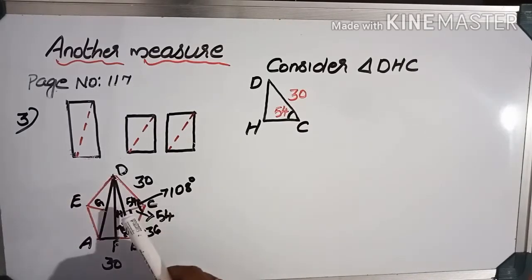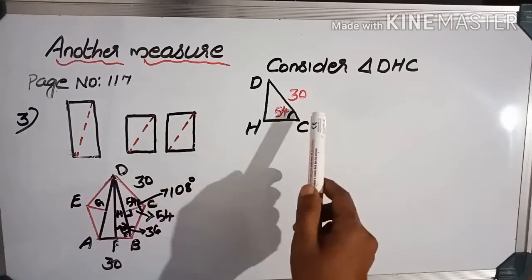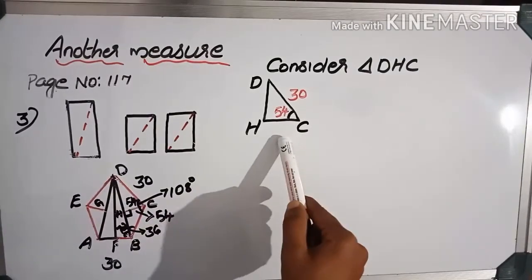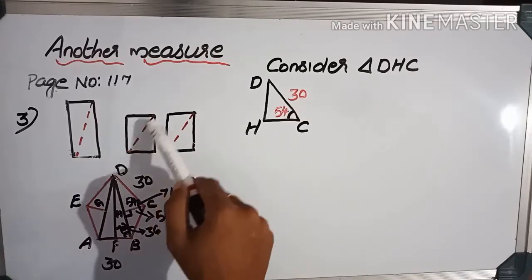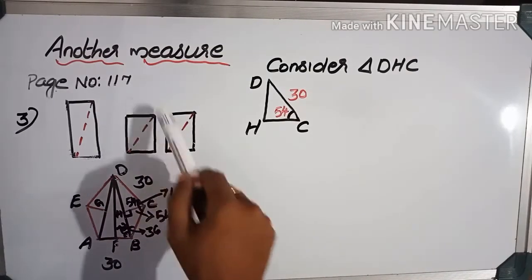When you look into this figure, you can't understand anything. That's why I redraw only that triangle here. DHC. Here DH we need to find. Then only we can say this height. This portion we will get.